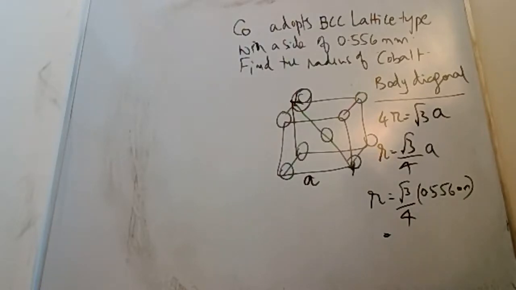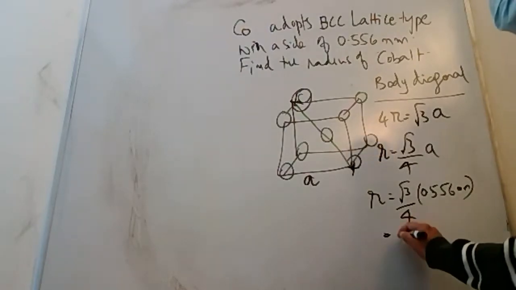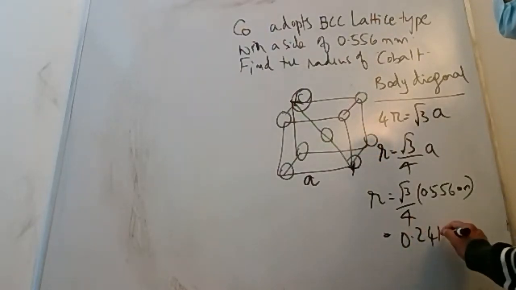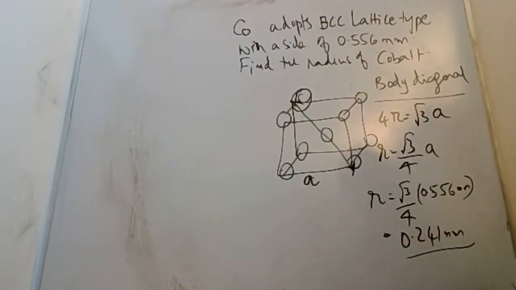Can anyone quickly calculate and tell me what the value is? I got 0.241 nanometers. 0.241. Yeah, I got that as well. I need a second on this. Can I have a second person justify this answer? Yeah, I got the same. Most of you got the same. That's correct. So this is 0.241.